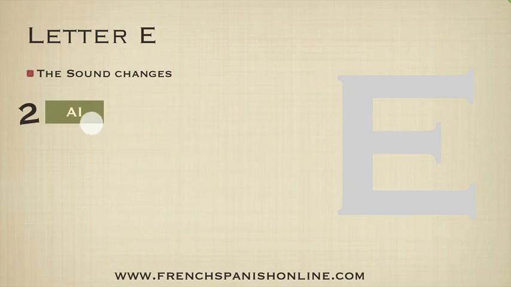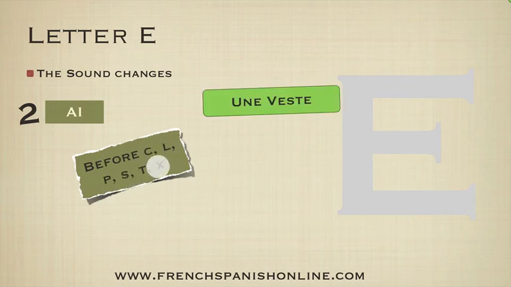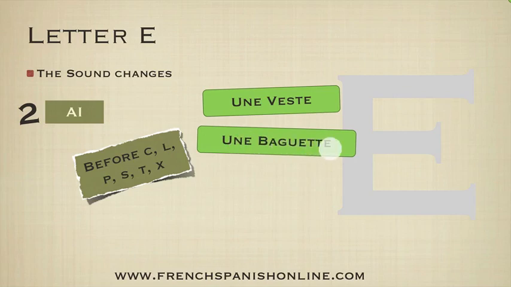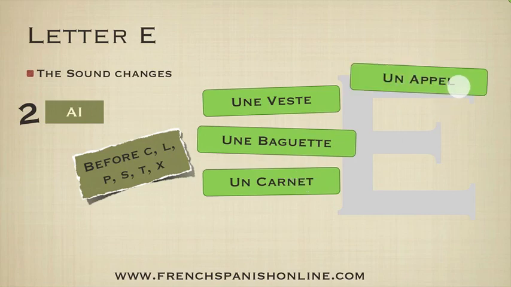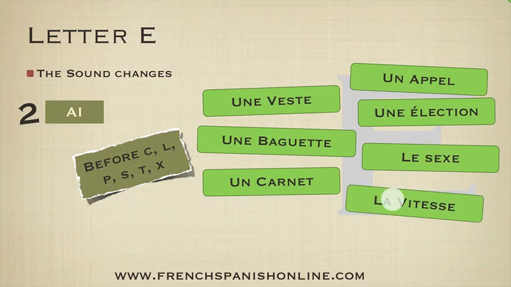We may have the sound E when the letter E is before a consonant like C, L, P, S, T, X. For example, here, une veste for a jacket, veste, we have the sound E. Une baguette, here we have the sound E. Une baguette. Un carnet, a notebook. Un appel, a call. Un appel. Une élection, élection, here, élection. Le sexe, this one. And la vitesse, vitesse, here.